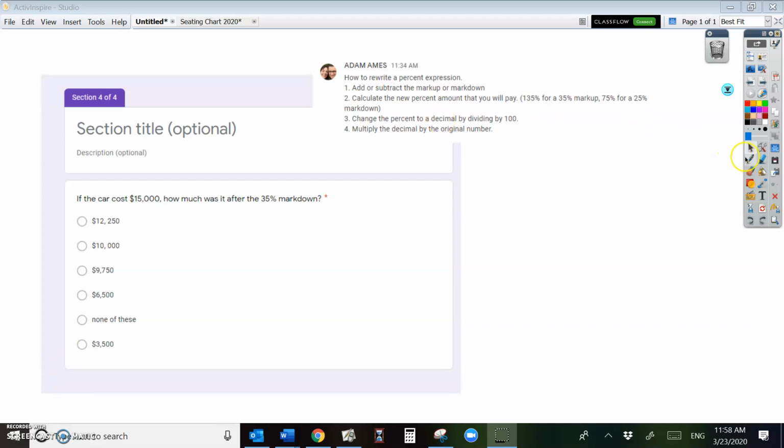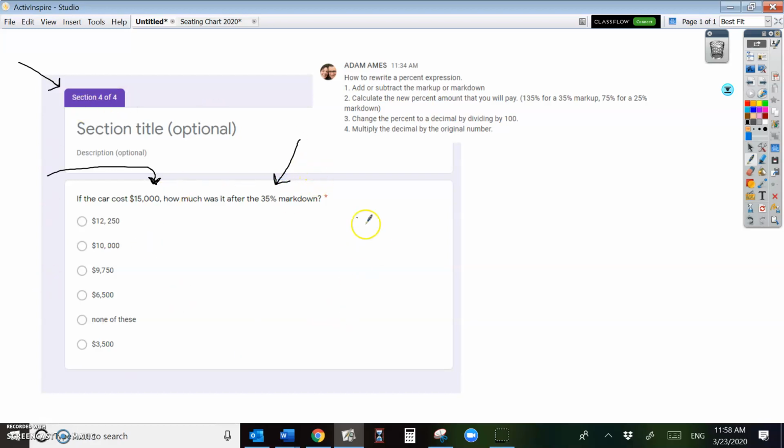If you need a reminder on how to work percents, here is a little reminder. Here's the last problem from the quiz. It is involving an amount of money that you have, $15,000, and a percent decrease.